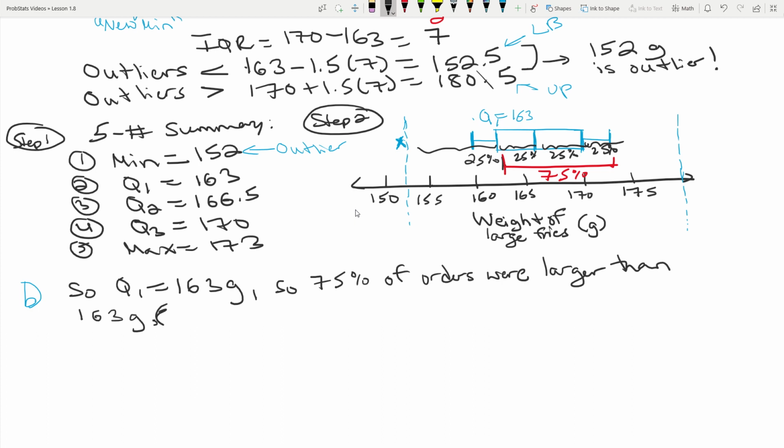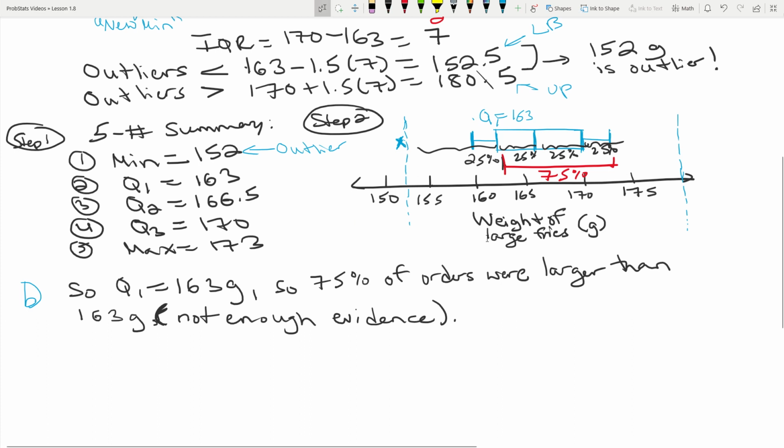So in this case, we would say there's not enough evidence. There just isn't enough evidence to show that they might be skimping on the amount of fries in the large orders. So this is another useful application of the box plot. It gives you the percentages of data, which helps you determine if you can support a conclusion or not. But we'll be talking more about this in future chapters, how to actually go about doing an experimental test for this.